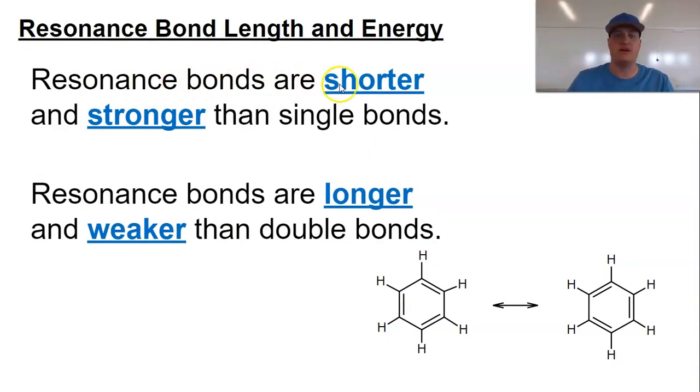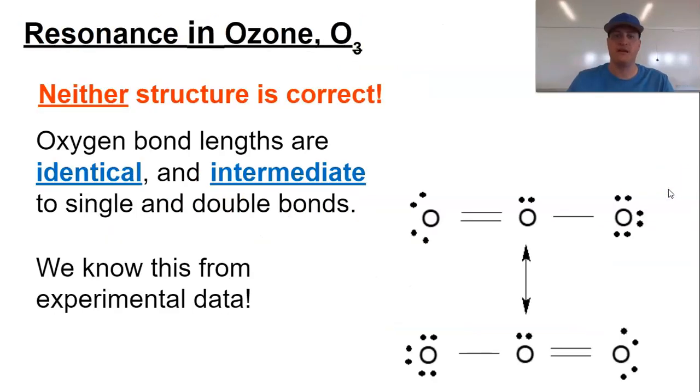So resonance bonds are shorter and stronger than single bonds. However, they're longer and weaker than double bonds. Again, like a 1.5. So there's the idea that there's resonance in ozone, O3. Neither structure is correct because there's not one double bond and one single bond. They're actually identical and in between. So we need to actually show both of these when we have a resonance structure.